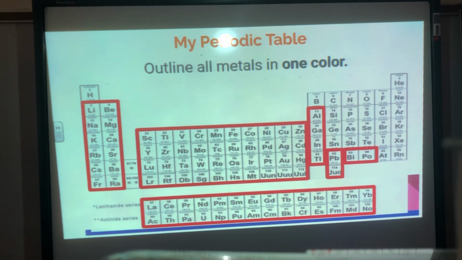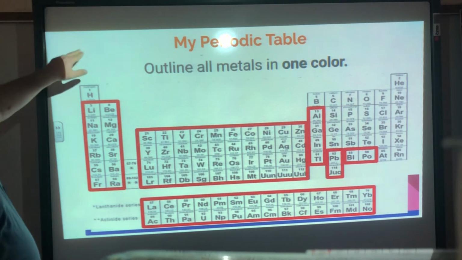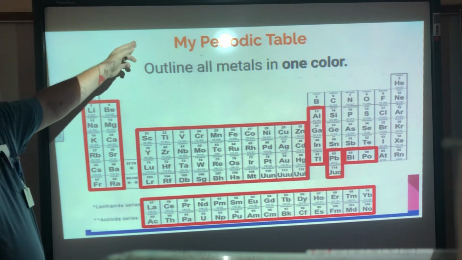So what I would do, if I was going to use red, I would put a red little box or something like that right there. And right beside it, I would say metals. So I would put a red little thing right here, and then right beside it, I'd put metals.